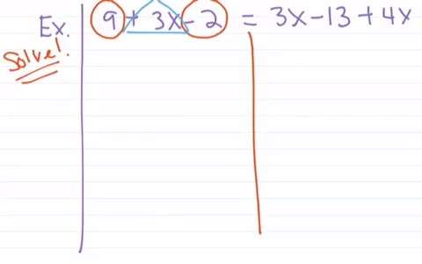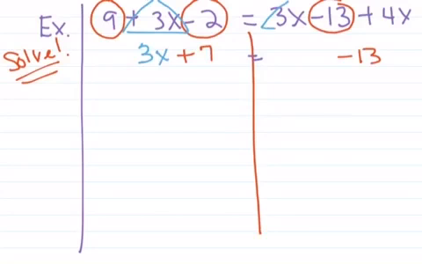So combining my constants, I'm going to have 9 minus 2, which is the same thing as positive 7. And then I still have my positive 3x, and I don't need to put the positive sign there. That's going to equal, on the other side, when I combine, I have one constant, which is my negative 13. And then for my variables, I have positive 3x and positive 4x, and altogether that is positive 7x.